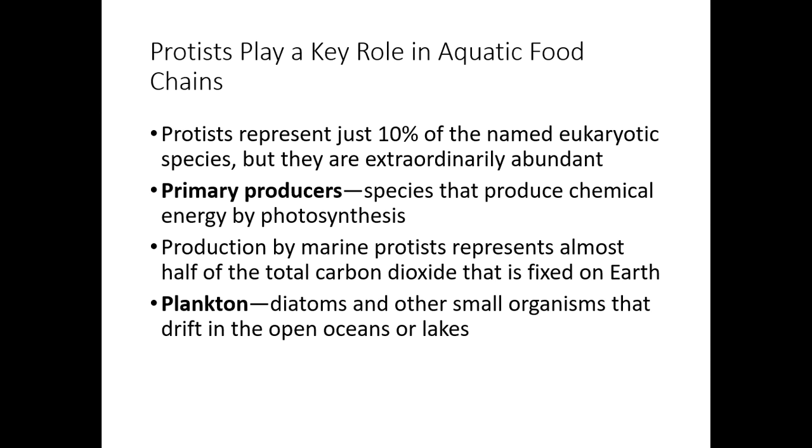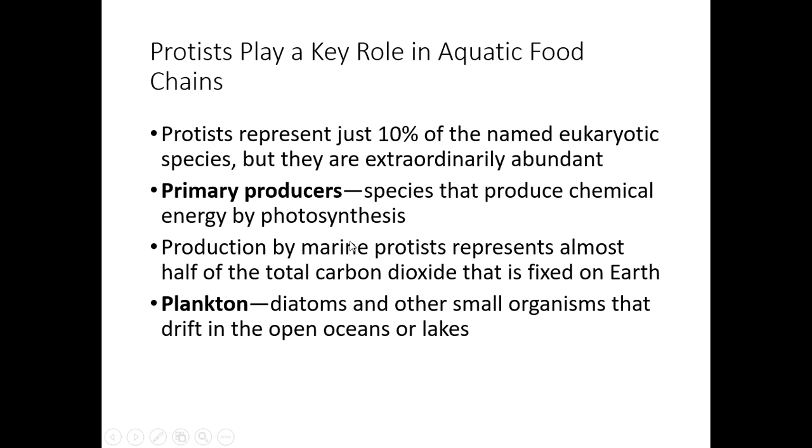Right? So kind of getting into that same idea, protists obviously play a key role in aquatic food chains. So even though they represent just 10% of named eukaryotic species, they are very abundant. Okay, so these generally fall into the role of primary producers. So that means that they're going to produce chemical energy by photosynthesis. So they're going to be at really the bottom, I guess you could say, of the food chain or the food pyramid. So if we lose those primary producers, everything up the chain is going to be lost.